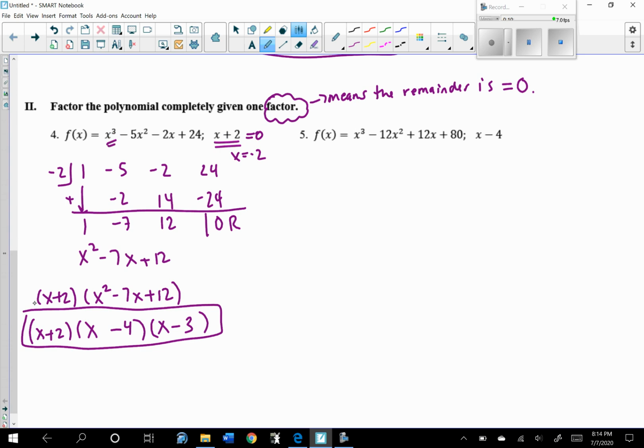Go ahead and see if you can do the next one on your own, and then when you're done, hit pause. So this is a linear binomial. Set it equal to 0 and solve. We get x equals 4. So in the box goes 4.